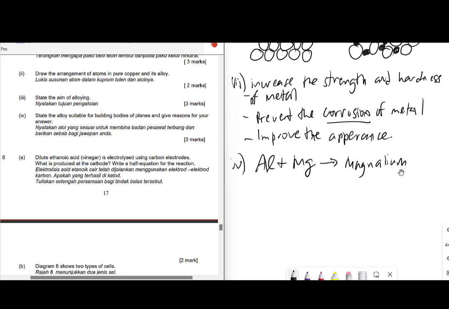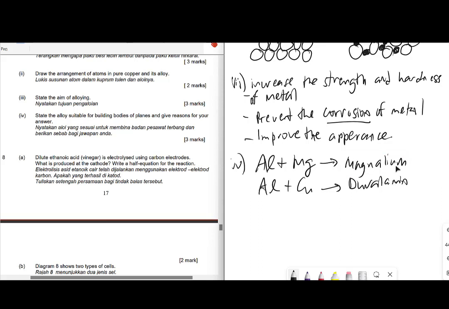Actually, there is another answer you can give. Besides Magnalium, we call it duralumin. So it also contains aluminium, but this time you mix aluminium with copper. So we call it duralumin. The "lumin" seems like aluminium is inside. So there are 2 alloys that contain aluminium: one is magnalium, one is duralumin. These are the names of the alloys, so you have to give either one of these 2 names.